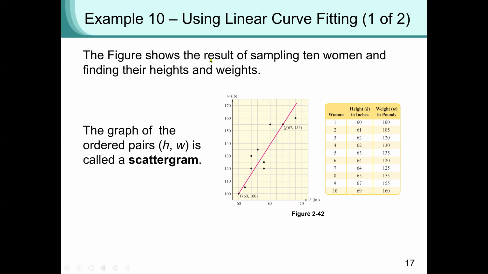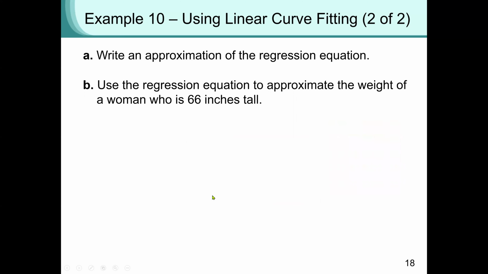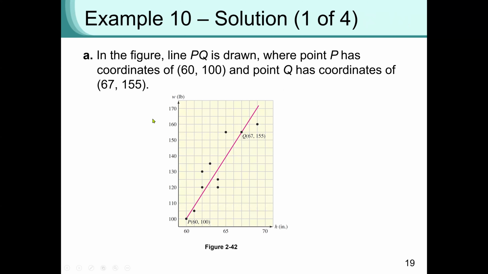So here we say the figures show the results of a sample of 10 women, finding their weights and their heights. Here we can say that even though it's not a perfect increasing relationship, we still can see the pattern that is an increasing relationship. So here we say write an approximation of the regression equation. Then we can use the regression equation to approximate the weight of a woman who is 66 inches tall. So the height is our independent variable. When we know the height, we can predict the weight.